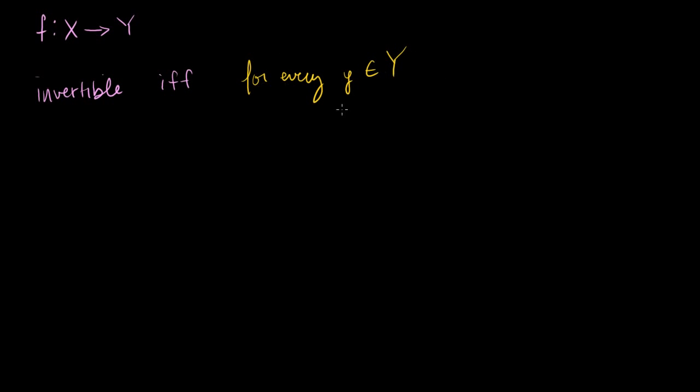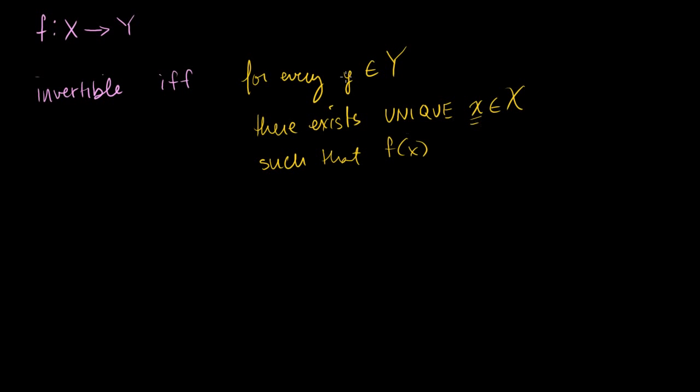A couple of videos ago, we learned that a function that is a mapping from the set x to the set y is invertible if and only if, for every y that is a member of our codomain, there exists a unique x that is a member of our domain such that f of this x is equal to this y.